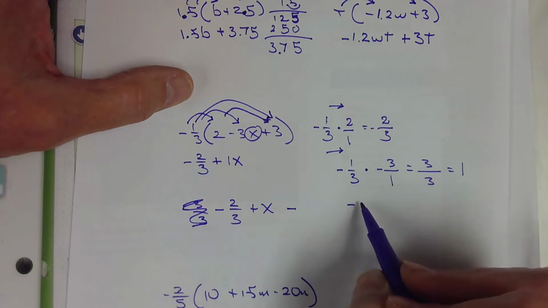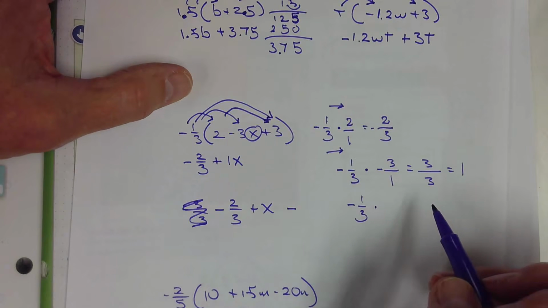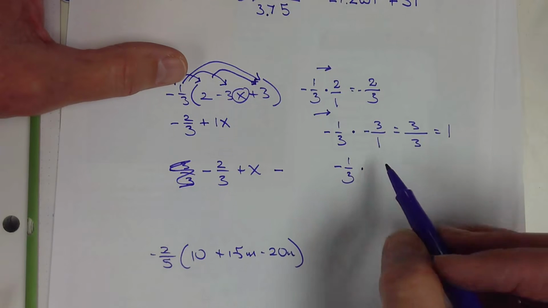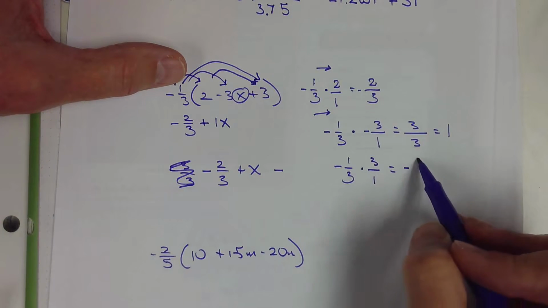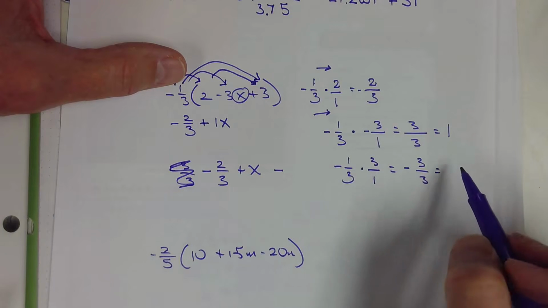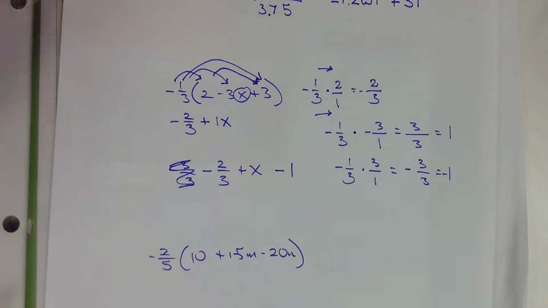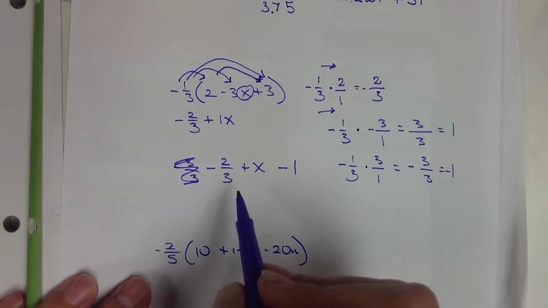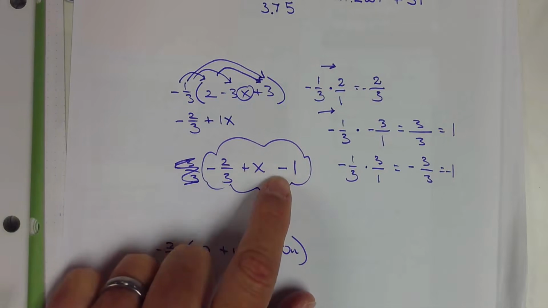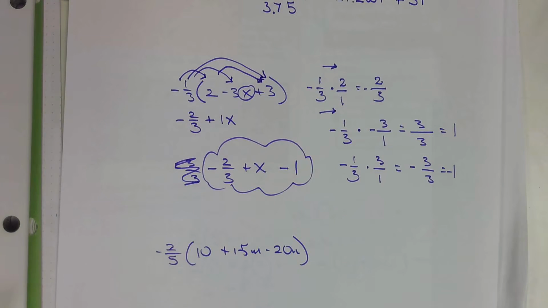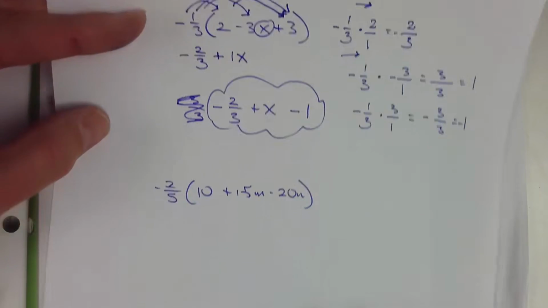So I'm going to put a negative 1/3 times 3. What do I do with that 3? Make it into a fraction. It's going to be 3 over 1. And then so we have a negative 3 over 3. Thank you for doing that. And that's going to be 1, or actually a negative 1. So just minus 1. So all that, and we end up with a negative 2/3 plus x minus 1. Okay? Questions, anybody? Nope. All right.